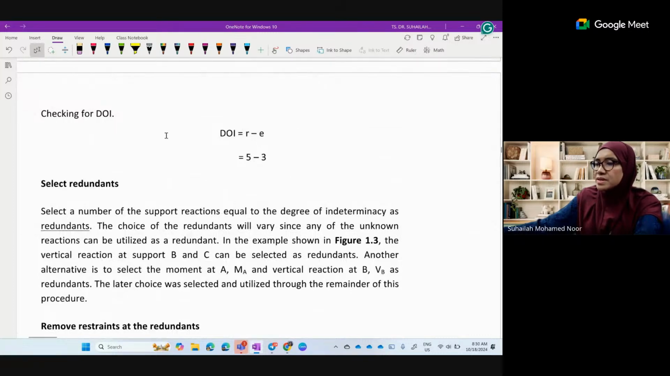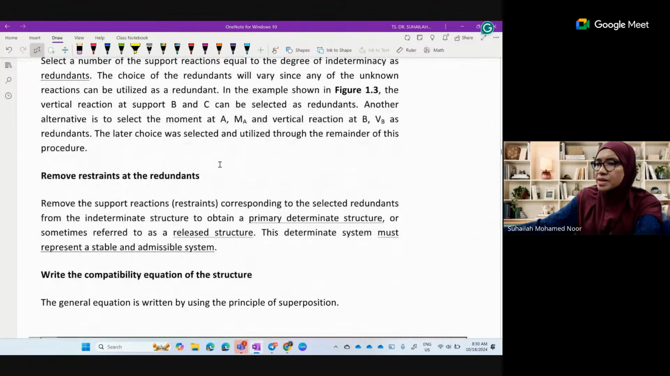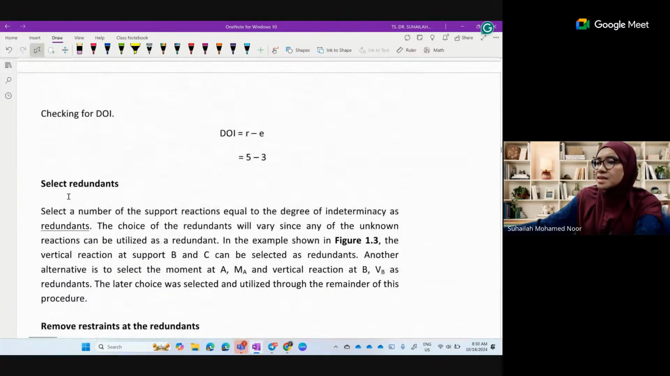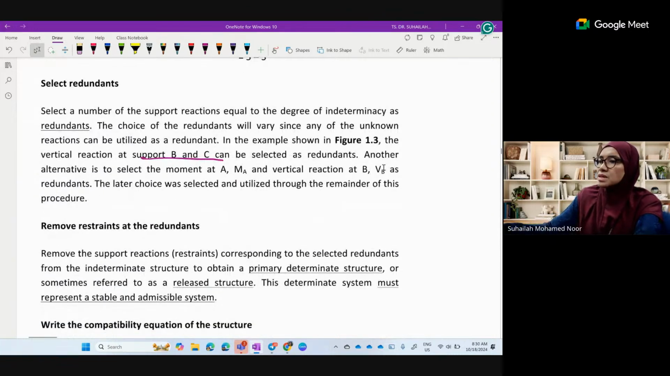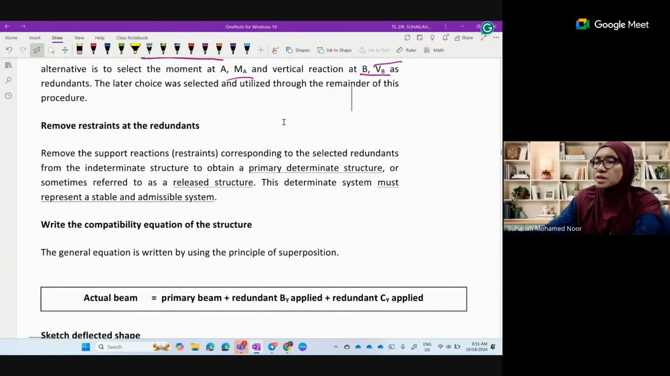Okay, DOI is very straightforward. 5 minus 3. Okay, this is the step. Select redundant to be removed from the system. Okay, remove BY and CY. So here I also explain another alternative that we can choose. So we determine redundant and we remove redundant.